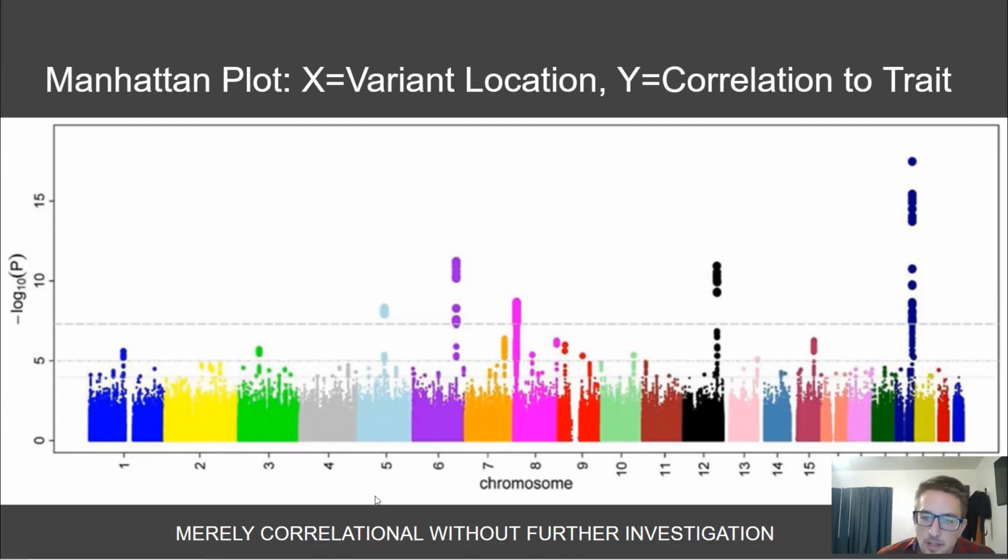And this is merely correlational without further investigation. What you'd want to do after you find the genes in question is run animal models on them. Knock this gene out and see what it does in an animal model. Does it have a relationship to the disease or trait in question?